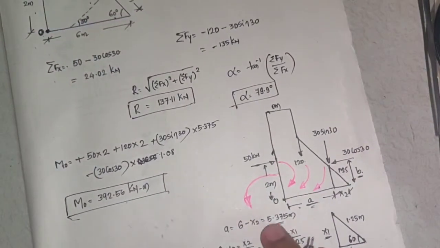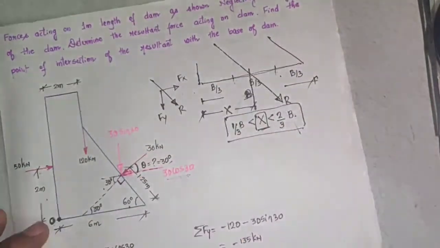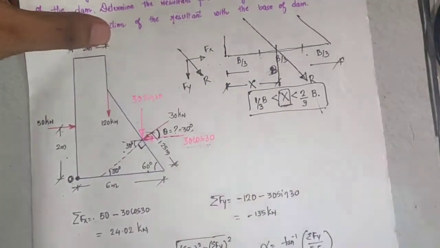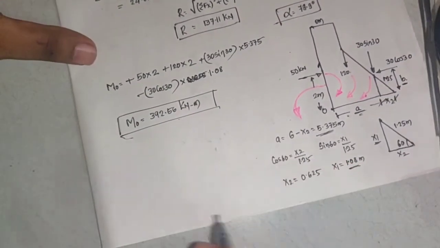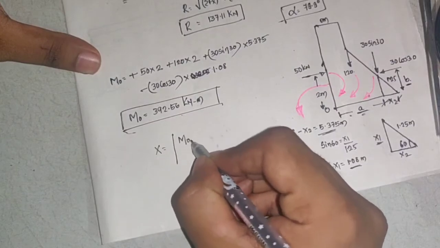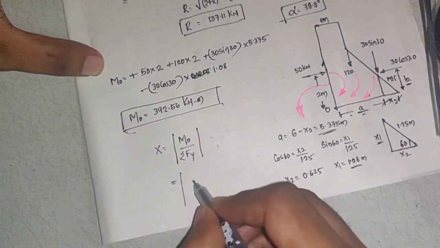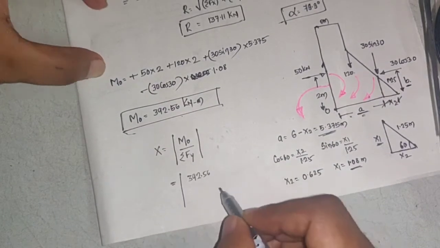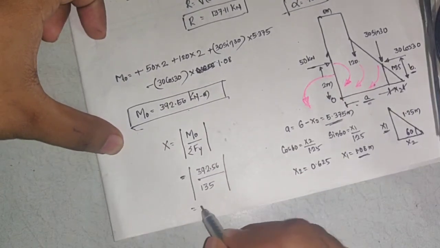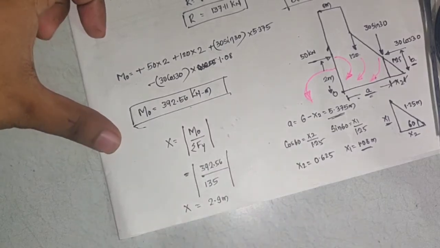So this is the moment about point O. Now I should calculate where the resultant is passing. To calculate that, I require the value of x, which is nothing but the x-intercept. We have a formula to calculate x-intercept: x equals moment about O divided by summation Fy. I know moment about O is 392.56 and Fy is 135. We are using modulus, so it will be positive. So I am getting this as 2.9 meters. So the value of x is 2.9.